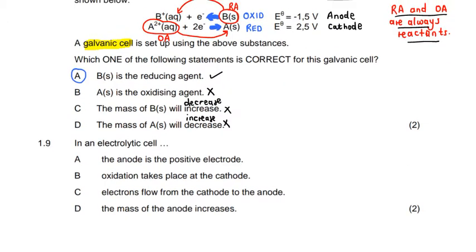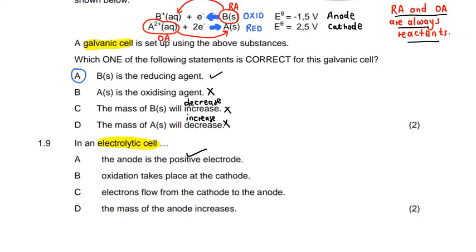Right, so November 2019, still question 1.9 should be an easy one, looks like a nice theory one. It says in an electrolytic cell, now concentrate, electrolytic cell, start getting your theory in your head, right? Let's see. Option A, the anode is the positive electrode. Yes, indeed it is, okay?